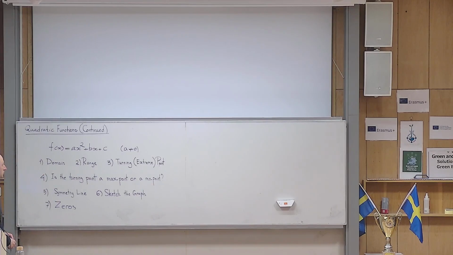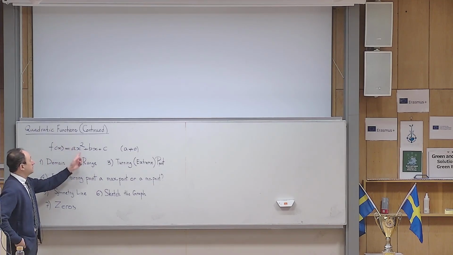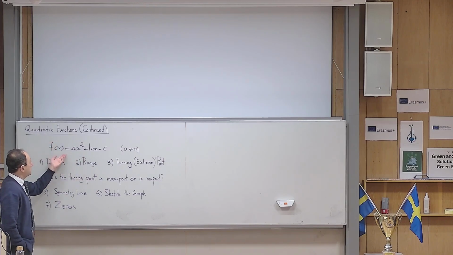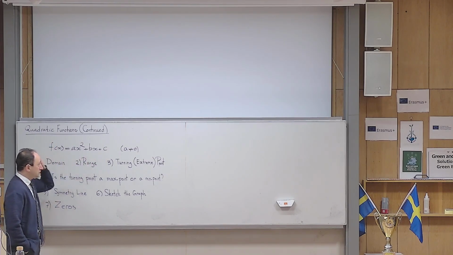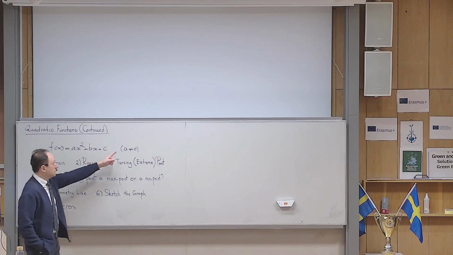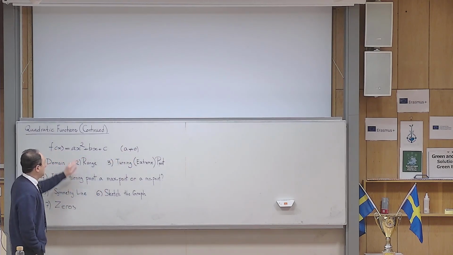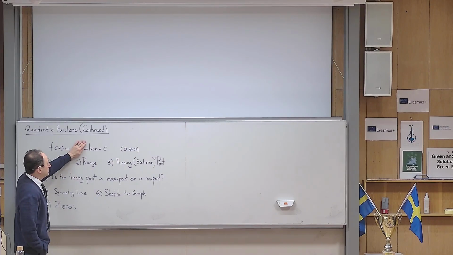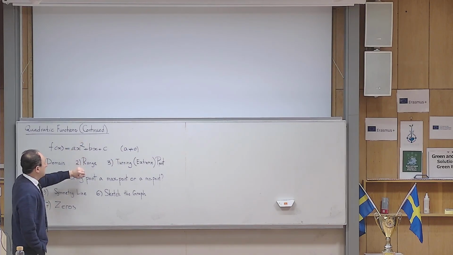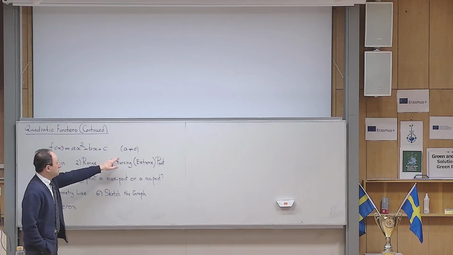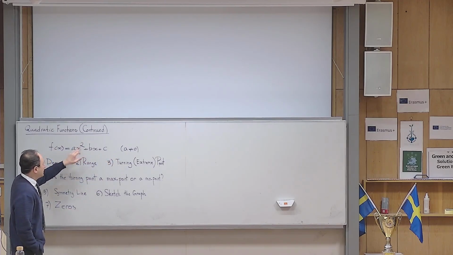Okay, so these are the questions that you should be able to answer for any quadratic function like this. A function which has this form is called a quadratic function. Of course, the criterion is that a is not zero, because if a is equal to zero, then this becomes a straight line. And then if a is not equal to zero, then I have a quadratic function.